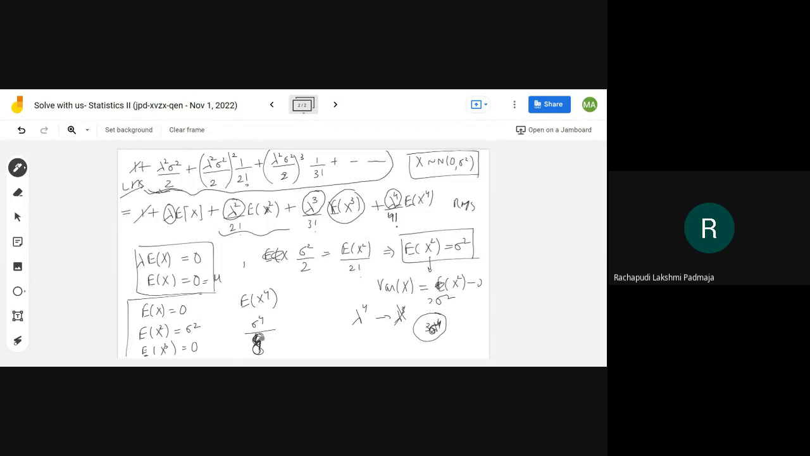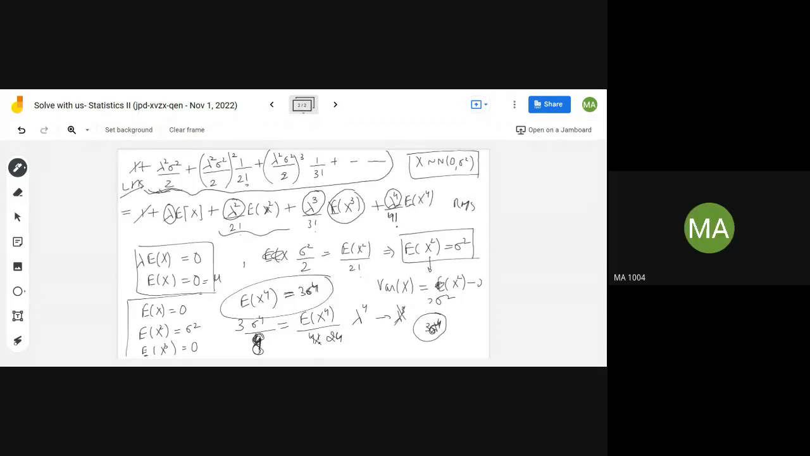And this is equal to expected value of x to the power 4 by 4 factorial, that is 24, right? So expected value of x to the power 4 becomes 3 sigma to the power 4. So you can find all the moments in this way. Is it clear to everyone? How do we find the moment?